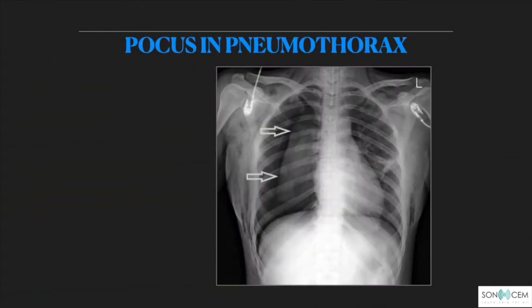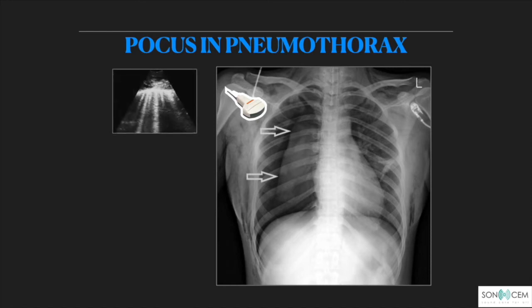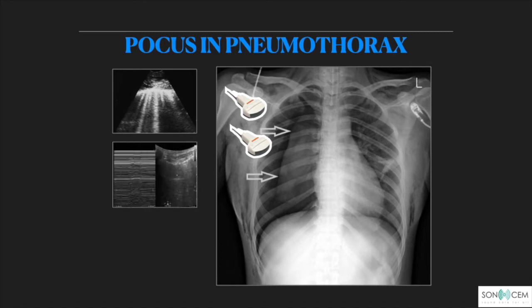PoCUS in pneumothorax will yield different findings at different locations. If you put the probe on subcutaneous emphysema, we will get numerous vertical lines arising from the subcutaneous tissue, which we call E lines. Put the probe on the pneumothorax area, we will see absence of sliding signs. If we locate the probe at the junction between normal lungs and a pneumothorax, we will discover a lung point.